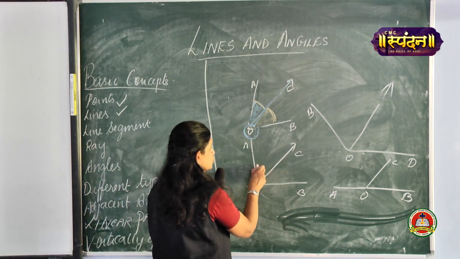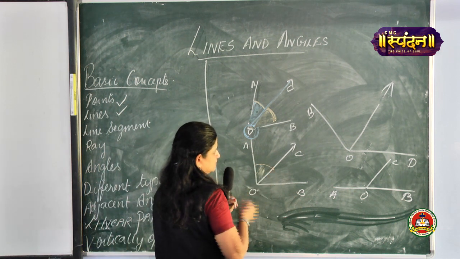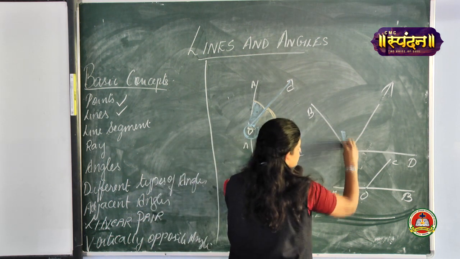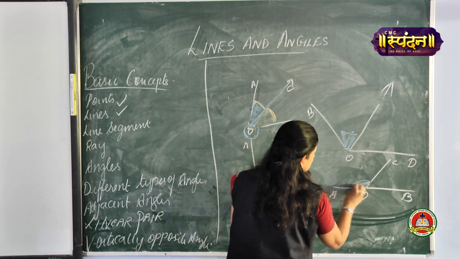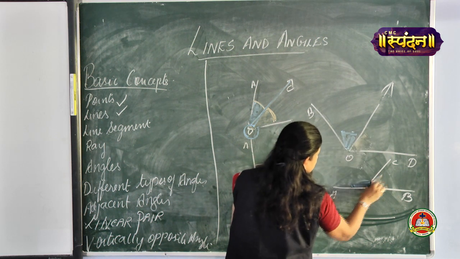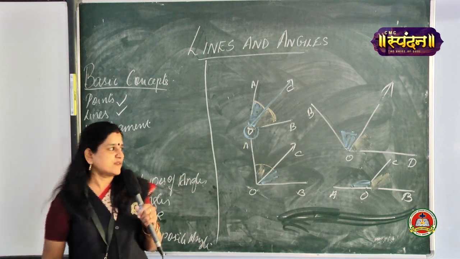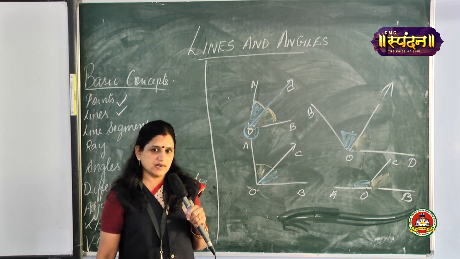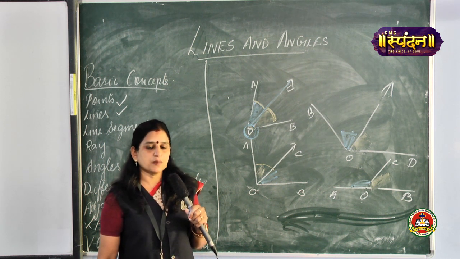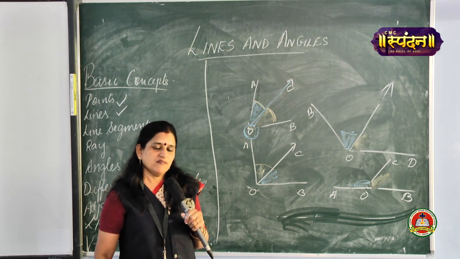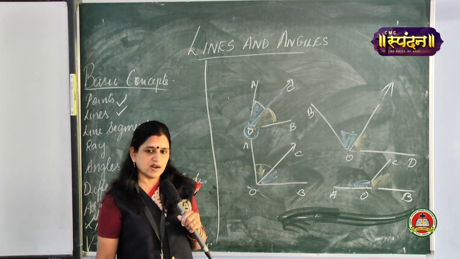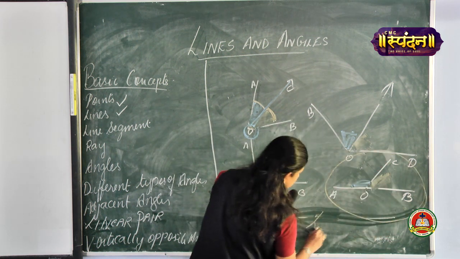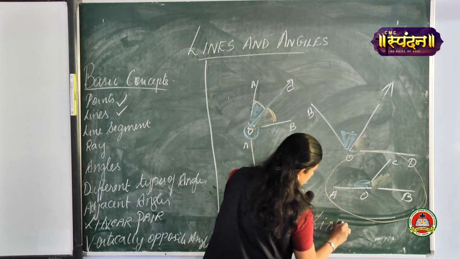And here also you are able to see two adjacent angles over here. So everywhere you are able to see two adjacent angles. I have shown it by different color. So when the sum of these two adjacent angles is supplementary, that is, when the sum of these two angles is 180 degree, you call these two angles a linear pair, which is the most important topic.